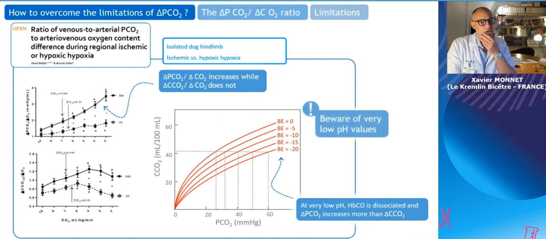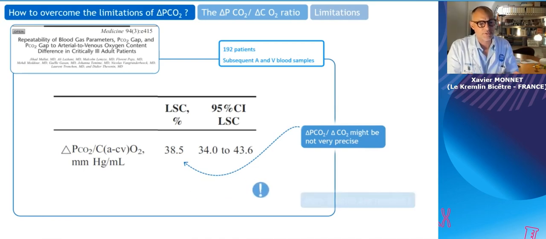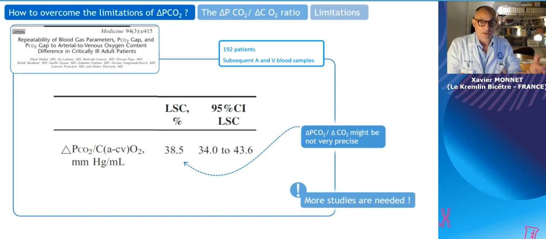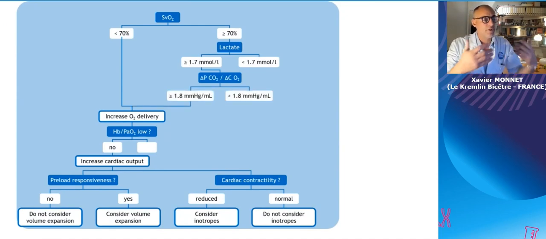Be careful in case of high lactate values, of low pH, I'm sorry. Also, it's only one study, but they showed here that the precision of the ratio is not very good. You see, the delta PCO2 over the delta oxygen content ratio was not very precise. The smallest change that could be detected was a 38% change. We need some more studies, and for sure it is less validated than lactate and SVO2, but at least it might be interesting for solving the limitations of SVO2 and of lactate.